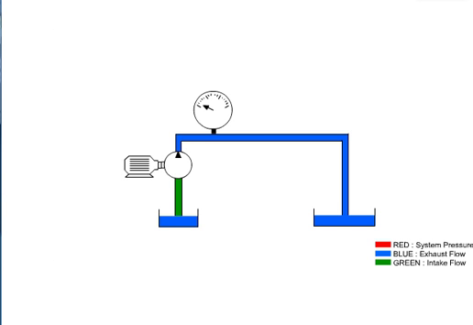Pressure in a hydraulic system comes from resistance to flow. To further illustrate this principle, consider the flow produced from a hydraulic pump. The pump is producing flow, not pressure. However, if we begin to restrict the flow from the pump, pressure will result.